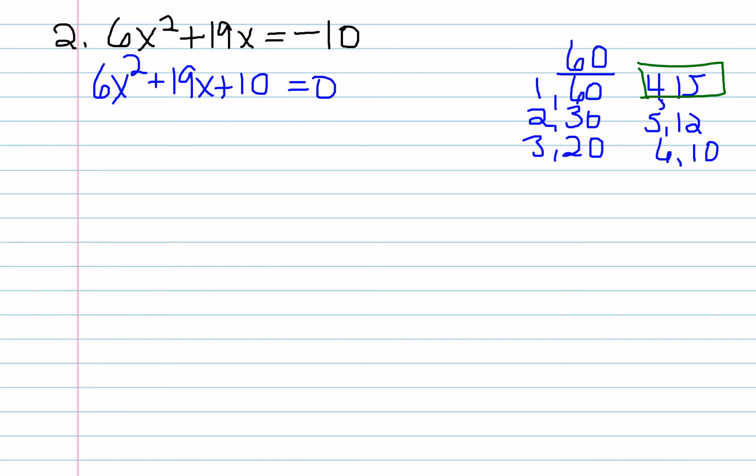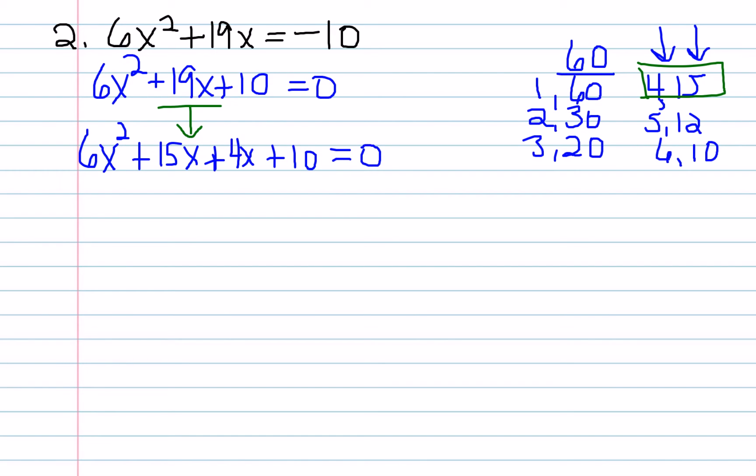So what we're going to do here is rewrite the 19x using the 4 and the 15. So let's rewrite our trinomial as a 4-term polynomial. We'll have 6x squared. It doesn't matter if I put the 4 first or the 15 first, so I'm going to write the 15 first. Plus 15x plus 4x plus 10 equals 0. Now if you recall, we need to factor by grouping. Group these two and group these two and take out a GCF.